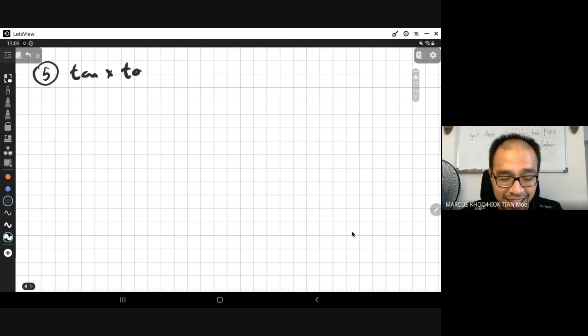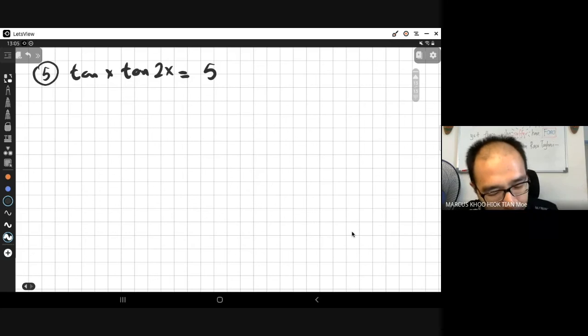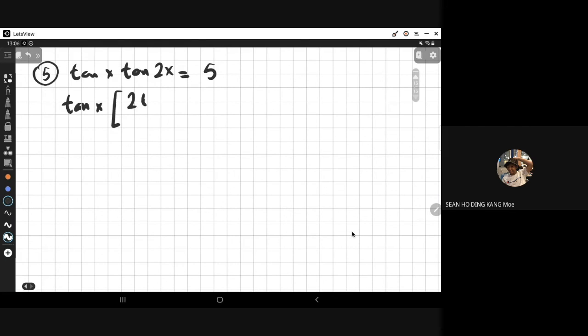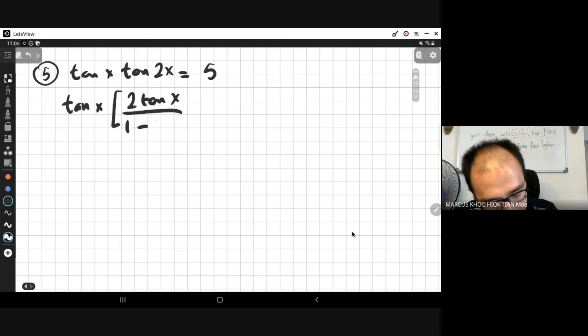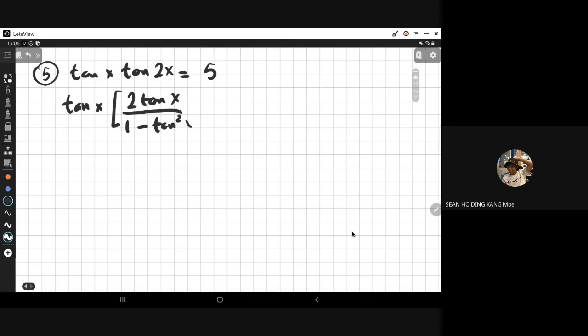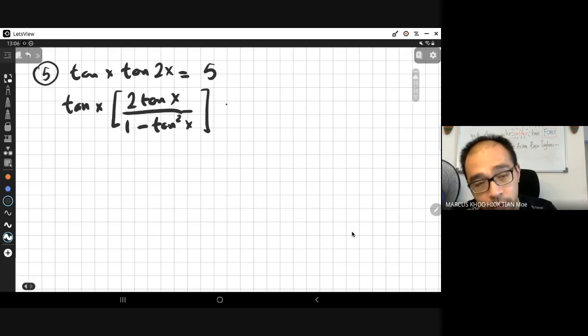Tangent 2x equals 5. We kind of have no choice here. Ini memang double angle. There's no other way to go around this. Can somebody tell me what is the formula for tangent 2x, please? 2 tangent x over 1 minus tangent squared x equals 5.